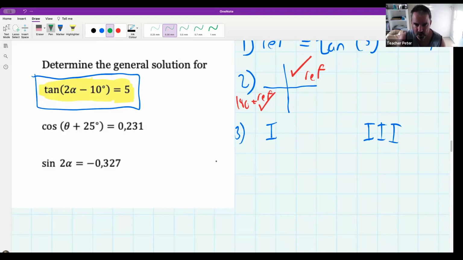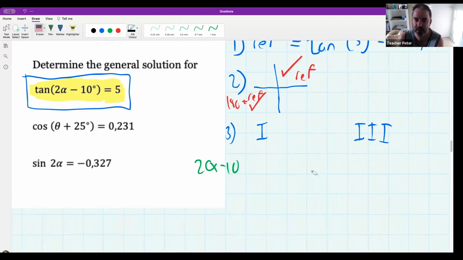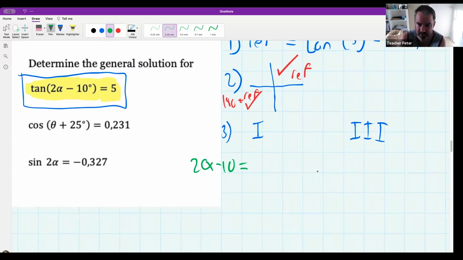So what is going to be my third step? What am I going to write? I'm going to write something in a box down here, and I'm going to write something in a box down here, and I'm going to go equals. What is in box number one? In fact, so in box number one this time is going to be 2 alpha minus 10. And I'm going to go equals something.